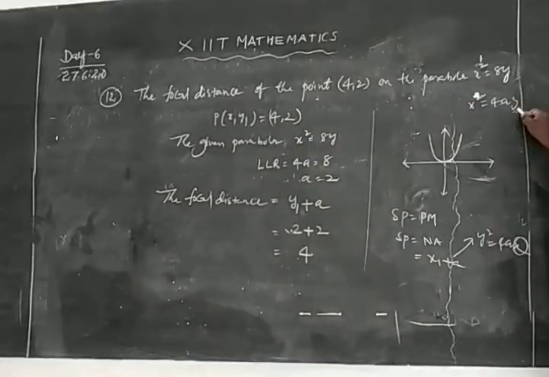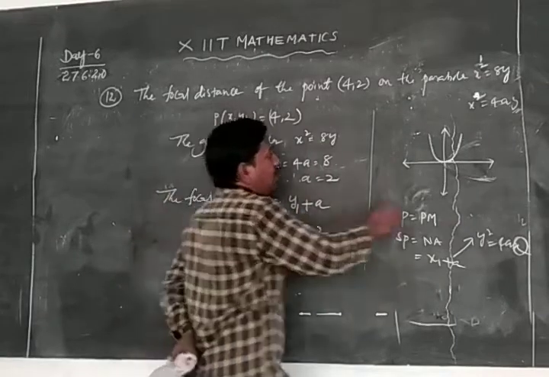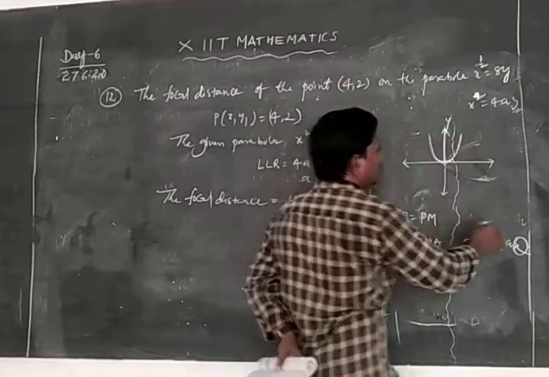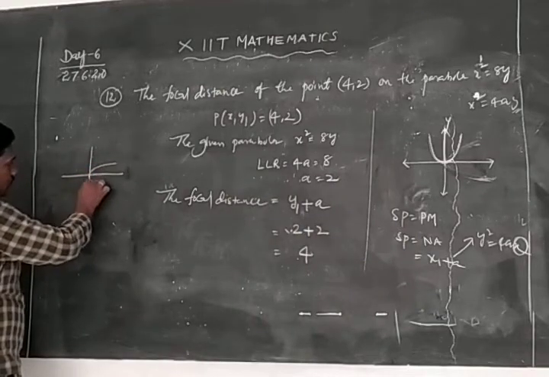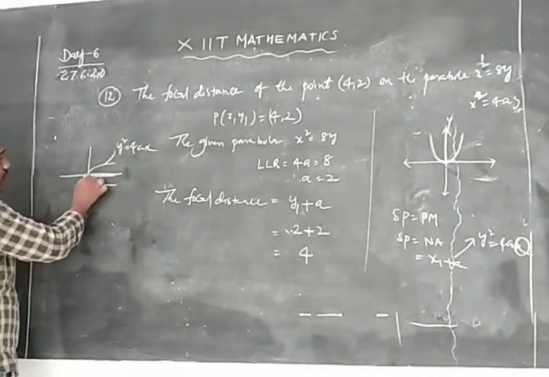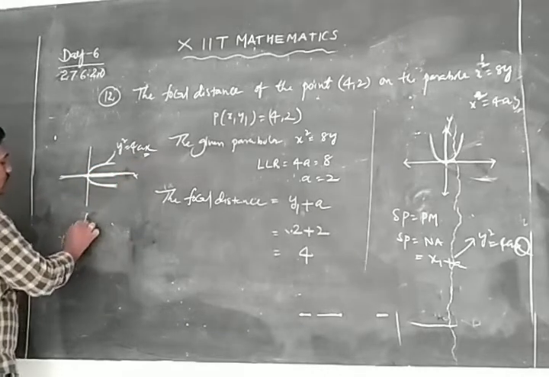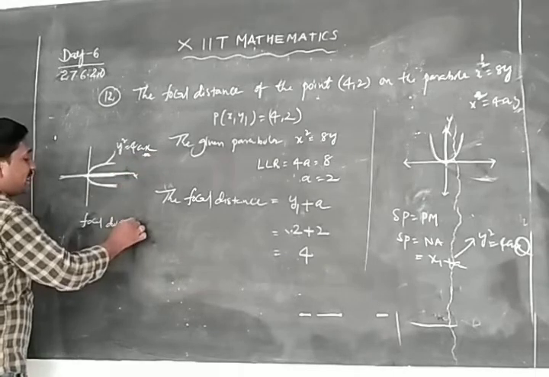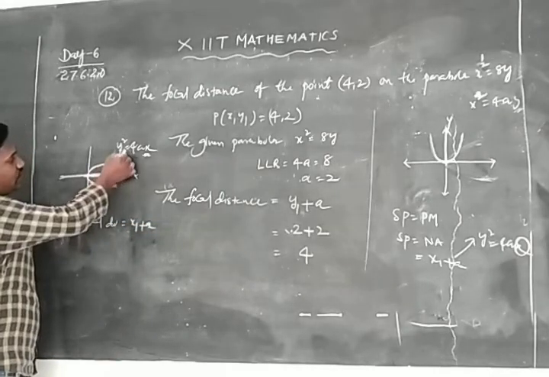Here it is y. That's why y1 plus a. It is on the y axis, the parabola is on the y axis. But it is another parabola. This is y square is equal to 4ax, the parabola on the x axis. So the focal distance is x1 plus a. The focal distance of y square is equal to 4ax is x1 plus a.